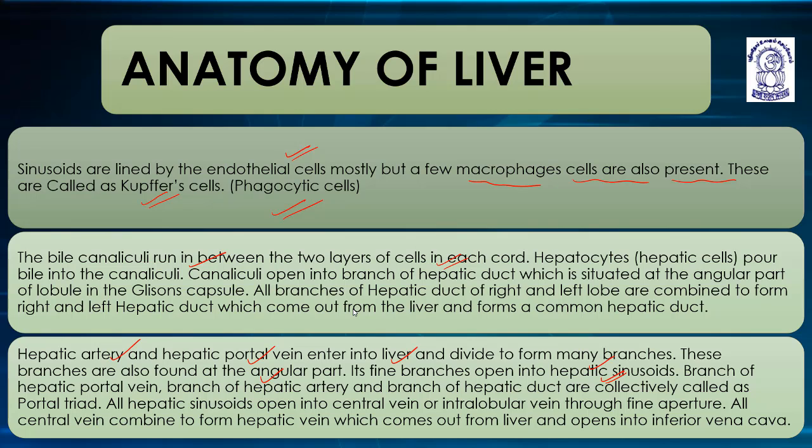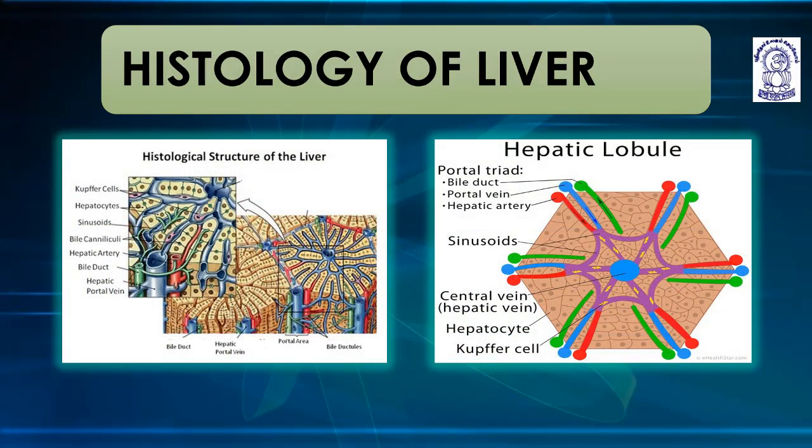The branch of hepatic portal vein, hepatic artery, and branch of hepatic duct are known as what? Hepatic triad, portal triad. Hepatic sinusoids open into the central vein or intralobular vein. From intralobular vein to the hepatic vein and hepatic vein to inferior vena cava. This is the histology you can see.